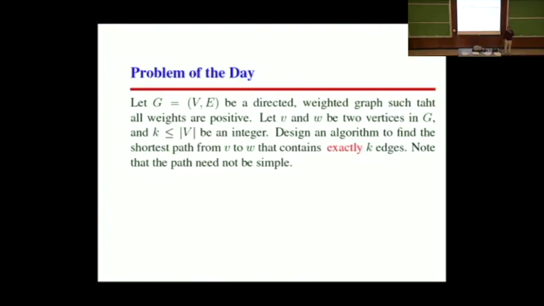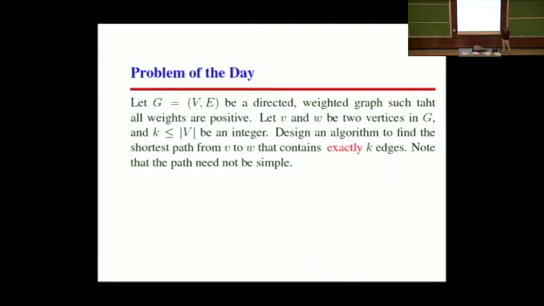Is there a way I could have used Dijkstra's algorithm unwashed to solve this problem? Remember, sometimes I think it's a lot easier and cleaner to design a new graph rather than to design a new algorithm. Is there a way I could have designed a graph such that the shortest path from one vertex to another would be exactly the shortest path of k edges? Any ideas how you could build such a graph?